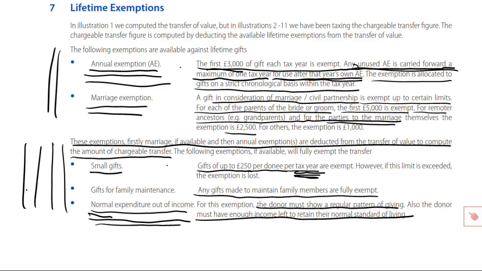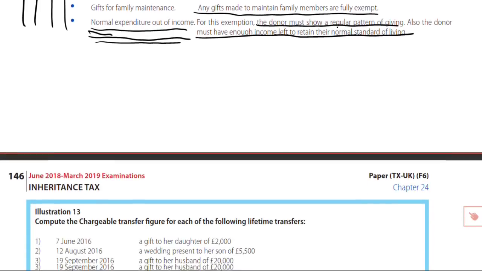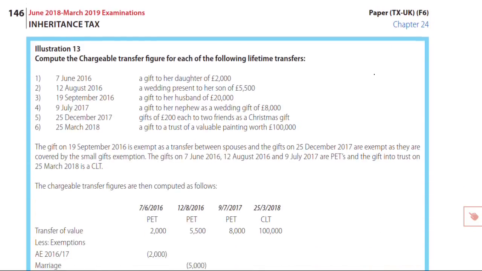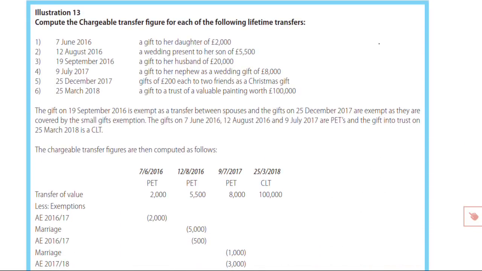Right, what we've now got to do, therefore, is to see how to apply this. And as luck would have it, we have a little illustration here, illustration 13, hopefully not unlucky for some. Now then, all this one says is to compute the chargeable transfer figure for each of the following lifetime transfers.